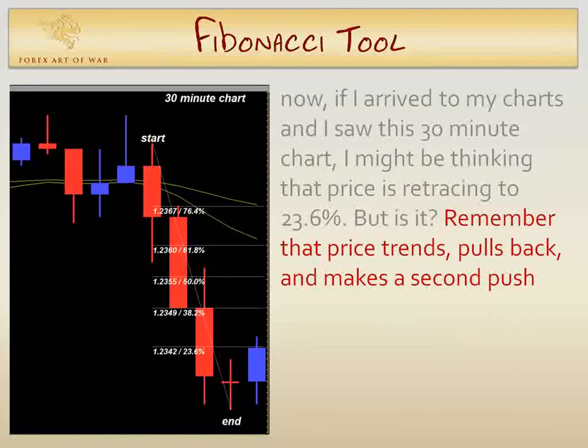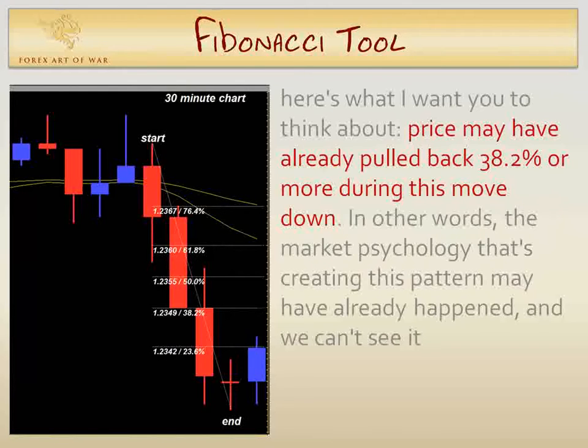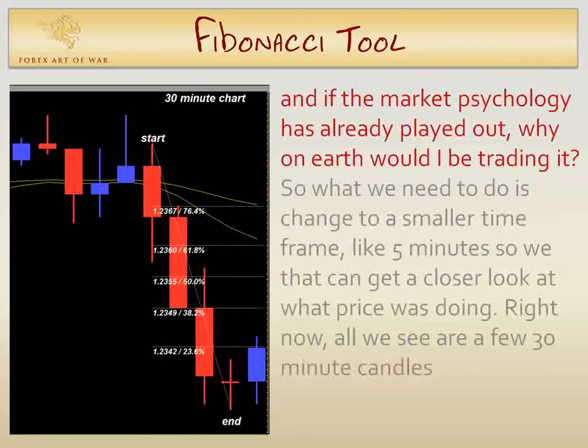Now, if I arrived to my charts and I saw this 30-minute chart, I might be thinking that price is retracing to 23.6%. But is it? Remember that price trends, pulls back, and makes a second push. Here's what I want you to think about. Price may have already pulled back 38.2% or more during this move down. In other words, the market psychology that's creating this pattern may have already happened and we can't see it. And if the market psychology has already played out, why on earth would I be trading it?